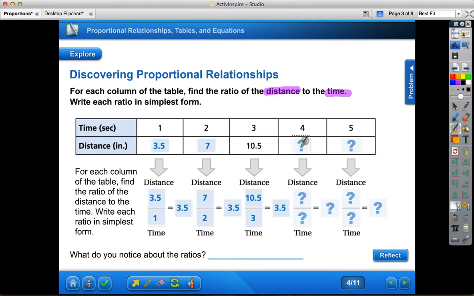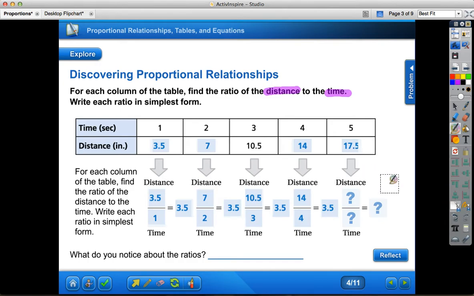For 4, I would multiply 4 times 3.5, and I would get 14. So in 14 seconds, to go 14 inches, it takes him 4 seconds. Again, if I break that down, I get 3.5 inches in 1 second. Okay, to find out how far he goes in 5 seconds, I do 5 times 3.5.